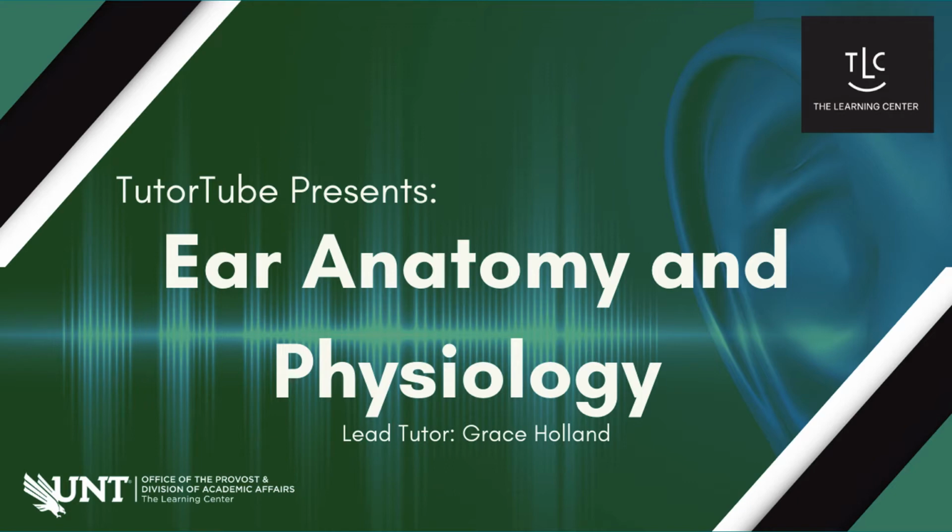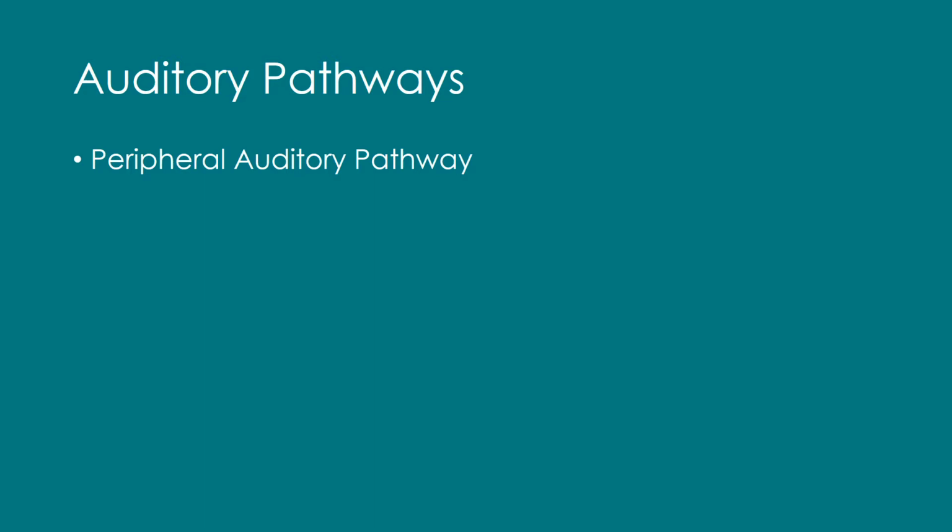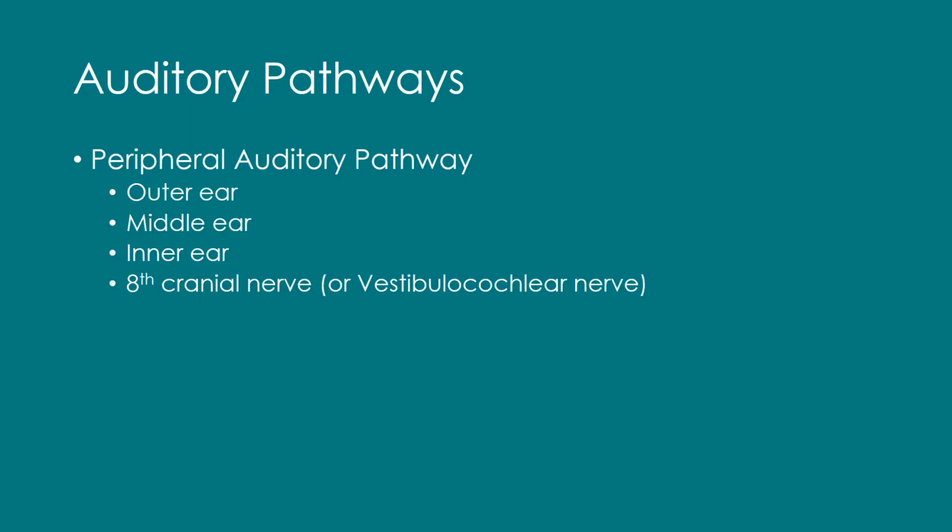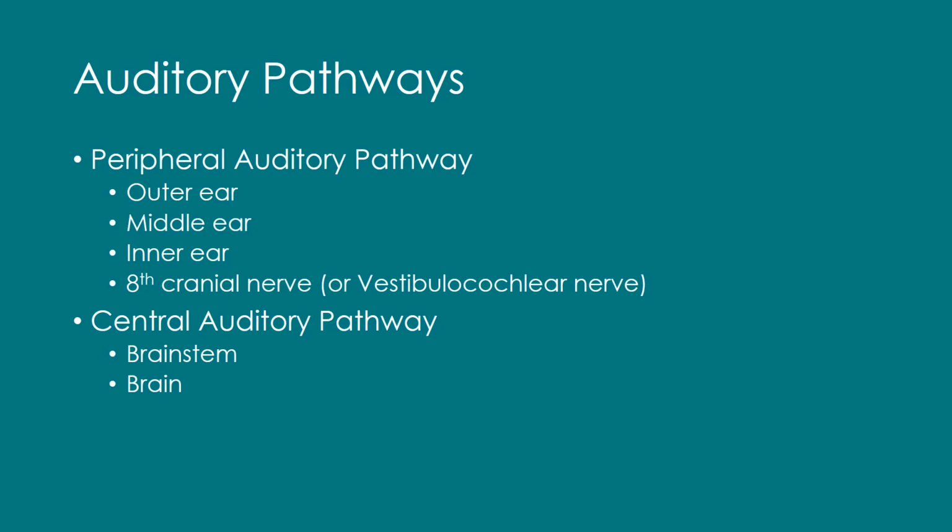In today's video, we will explore ear anatomy and physiology. Let's get started. The peripheral auditory pathway consists of the outer, middle, and inner ear, as well as the eighth cranial nerve. The eighth cranial nerve, also called the vestibulocochlear nerve, is responsible for maintaining body balance and hearing. The central auditory pathway consists of the brainstem and the brain.